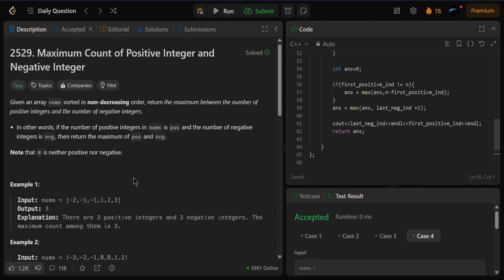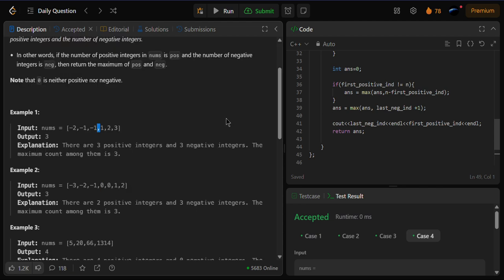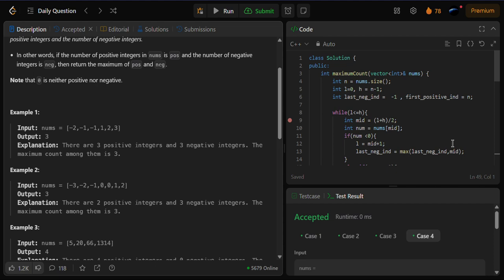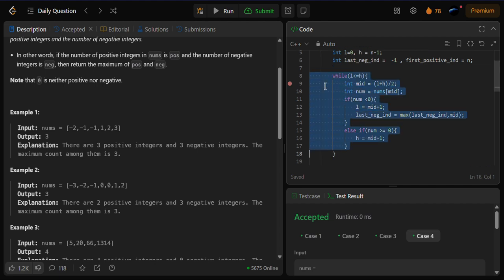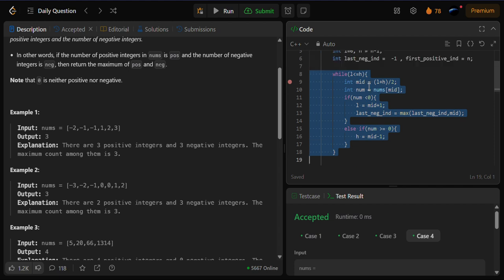So we have to binary search the last element which is less than zero, that is negative, and the first element which is greater than zero. So we can just apply two binary searches for that. For example, let us do first the search for the last element which is less than zero. So it will be this particular section of the code.